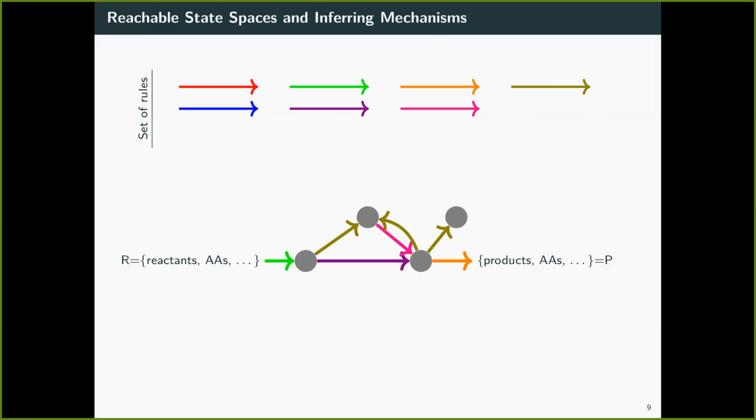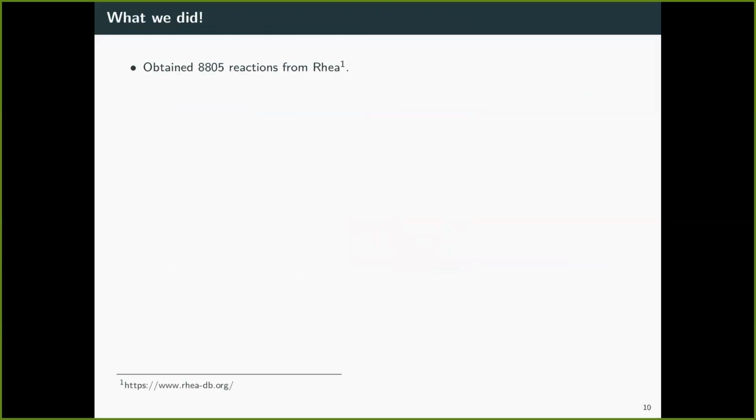The hope is that at some point we'll find a state that can be converted into a product state. Indeed, any path from the reactant to the product corresponds to a mechanism which we can then propose. So this is, in theory, essentially a way to propose concrete mechanisms for a given enzymatic reaction.